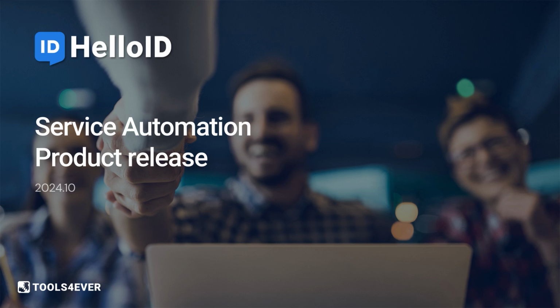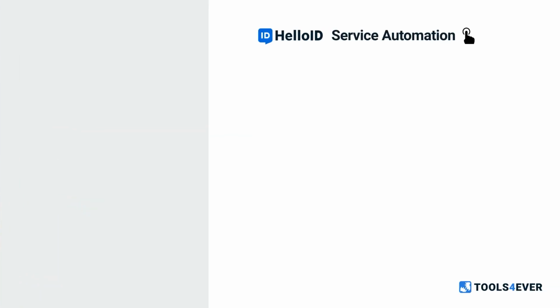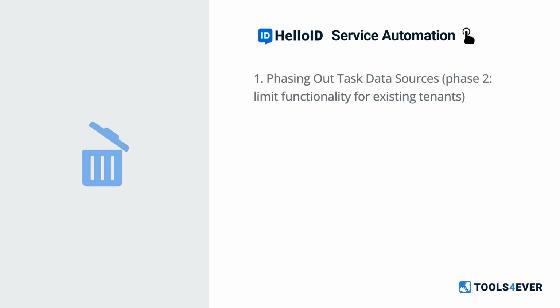Let's dive in. We'll start with a PowerPoint presentation before moving on to demonstrate the new functionalities for the October 2024 release. In this release, we introduce 4 new functionalities and take the next step in phasing out task data sources. As part of the task data sources phase out, it will no longer be possible to create new task data sources from this release onwards. Existing task data sources can still be edited and executed.